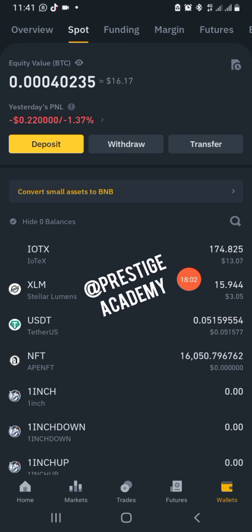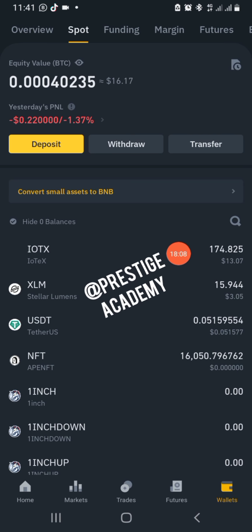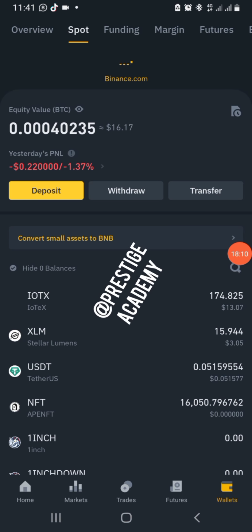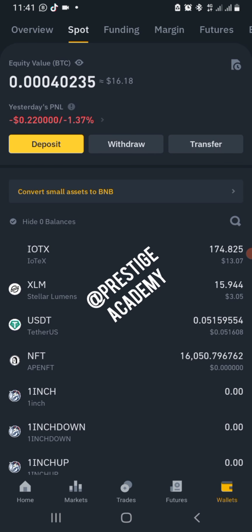IOTX. I'm having 174.825 IOTX, and it's worth $13.07. That is just it. That's just about spot and futures trading, and more about risk and money management.